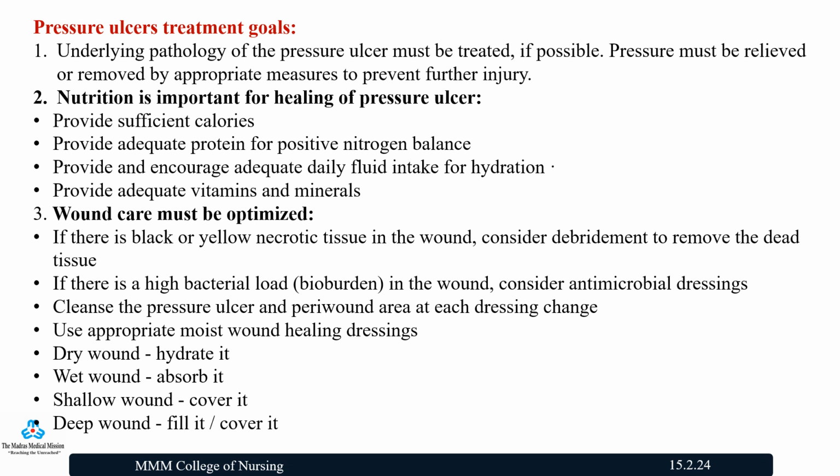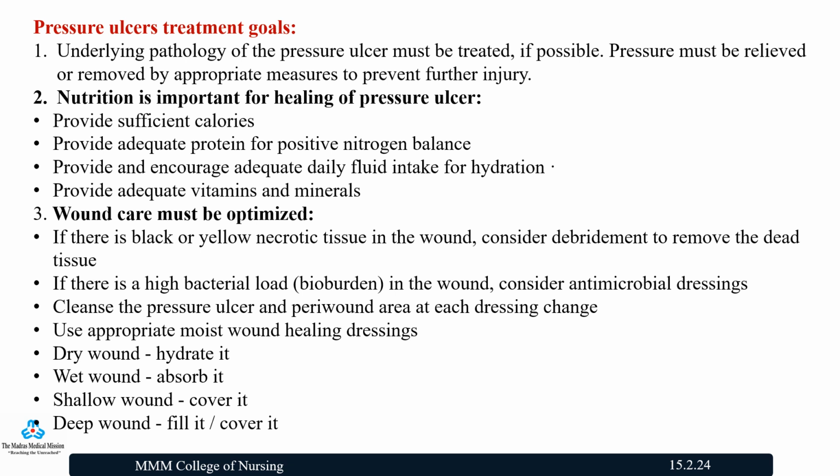The second one is nutrition, which is important for healing of pressure ulcer. So in order to have proper healing of the pressure ulcer injury, provide sufficient calories, provide adequate protein for positive nitrogen balance, encourage adequate daily fluid intake for hydration, and provide adequate vitamins and minerals. And the third goal is that the wound care must be optimized. We have to provide good care to the wound so that the wound will heal as early as possible.